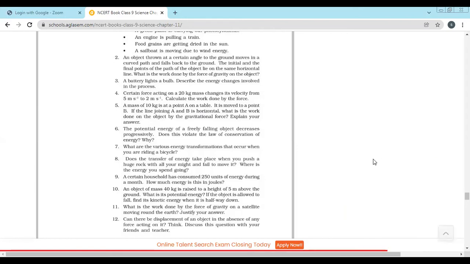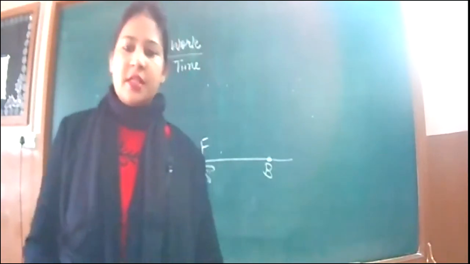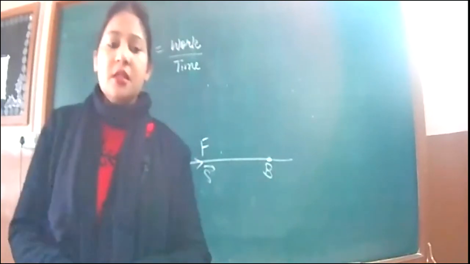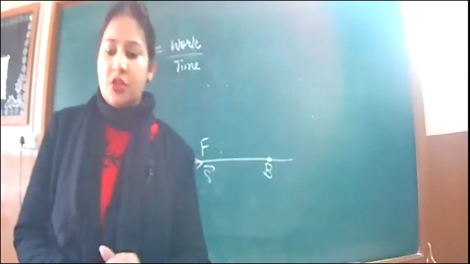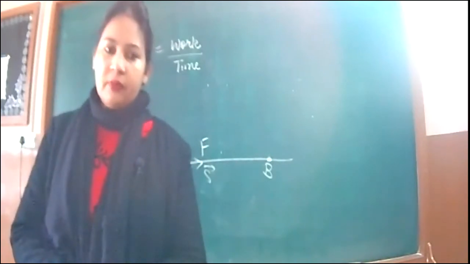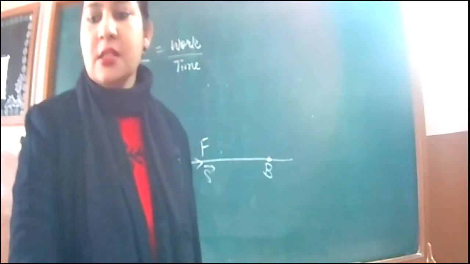Sixth, the potential energy of a freely falling object decreases progressively. Does this violate the law of conservation of energy, and why? Yes, who will tell? When a freely falling object is falling, we have seen that potential energy goes on decreasing gradually. Does this violate the law of conservation of energy? What will you say regarding this?